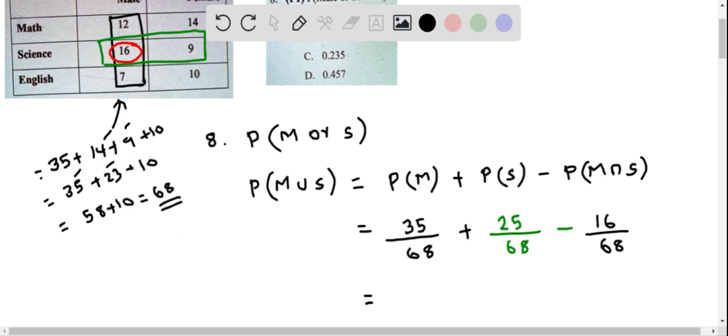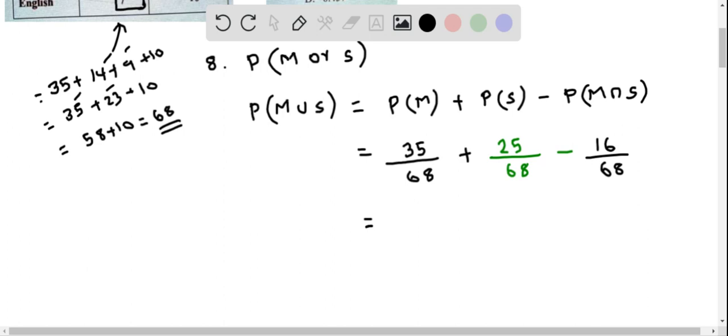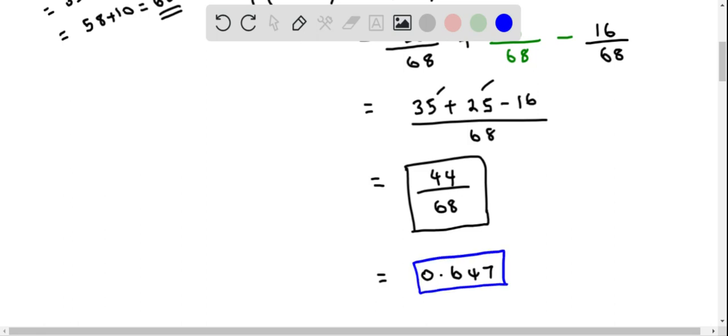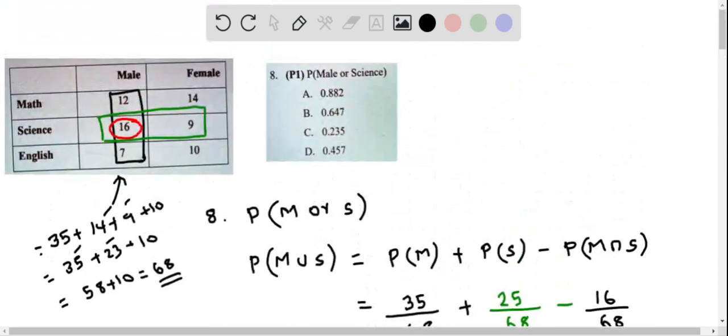And so let's calculate this fraction. So here we have the common denominator of 68. That means we can add the numerators 35 plus 25 minus 16, divided by 68, which is the total number. And so this equals 35 plus 25 is 60, 60 minus 16 is 44, and this is divided by 68. This is the probability in terms of fraction, and we can find its decimal equivalent. So we put this expression in the calculator, 44 divided by 68, and this is approximately 0.647 when rounded to three decimal places. So this is the probability of male or science. And this means option B is correct.